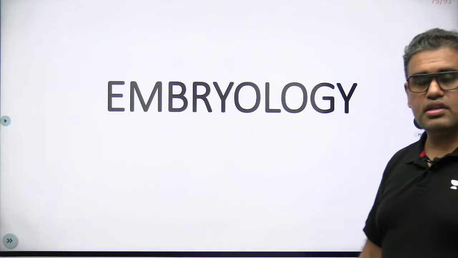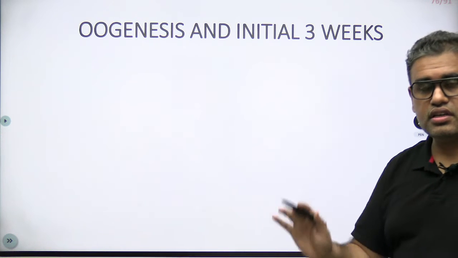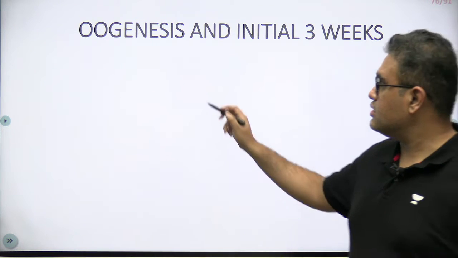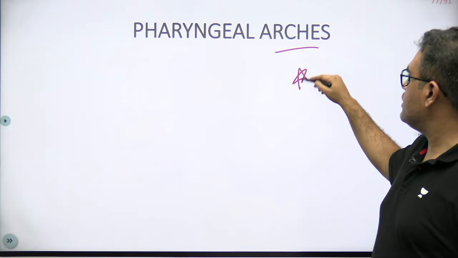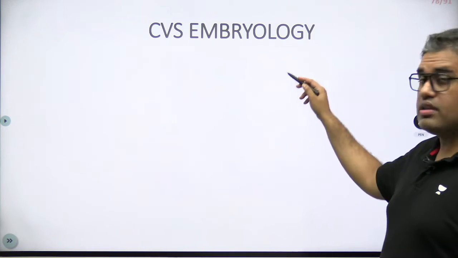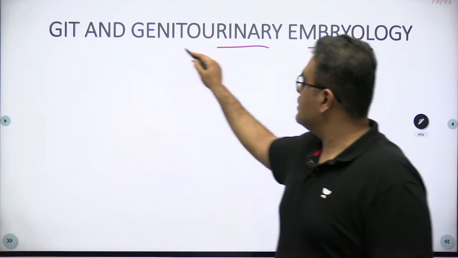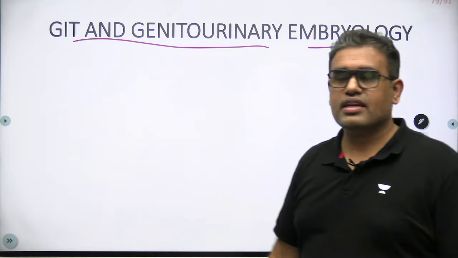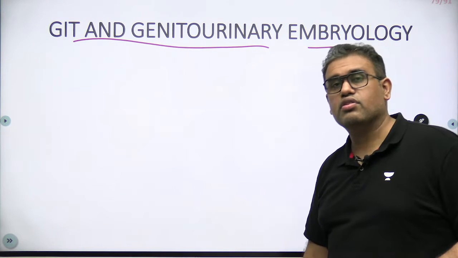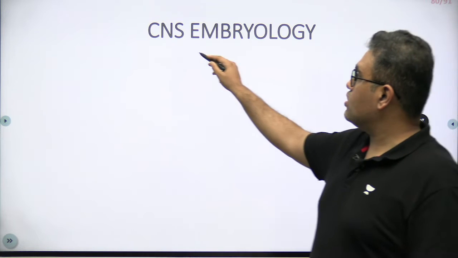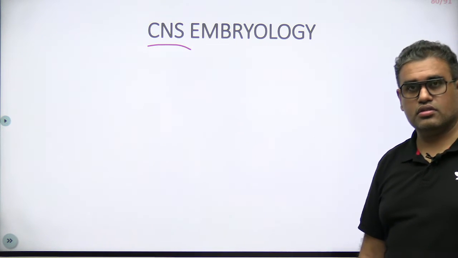Embryology again. Let's finish these topics also. Oogenesis, initial 3 weeks, crystal clear. Oogenesis, the question can drop any time. Pharyngeal arches, very, very important. Head and neck. CVS embryology, I told you in the heart part. GIT, genitourinary embryology. You can look at my few special classes on embryology and you get a good idea of it. This will save your time immensely. CNS embryology, meningocele, anencephaly, so many things are there.